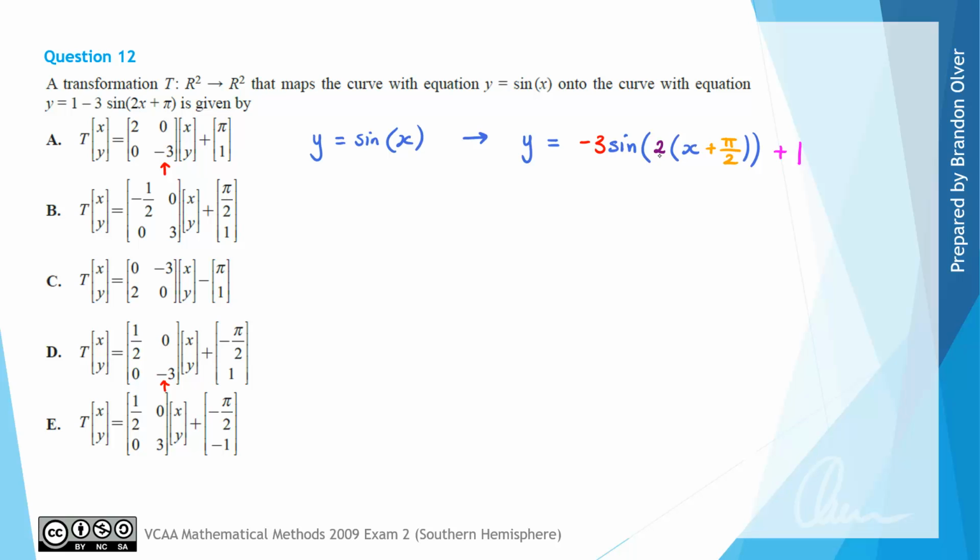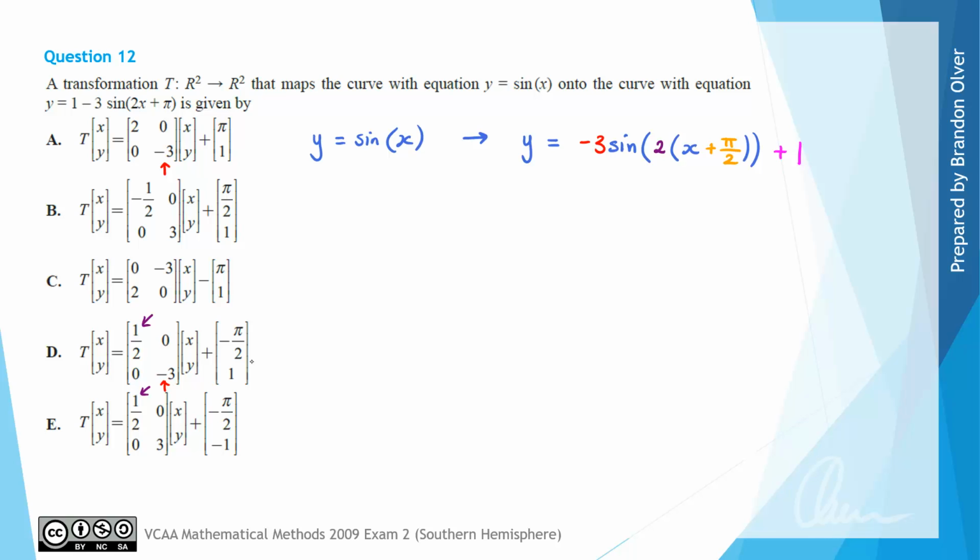And now to get that 2 that's multiplying the x plus pi on 2 in this equation, we actually need a half to multiply x. So this half here and this half here would be okay. So we've already essentially got down to the point where it needs to be option D for this question.